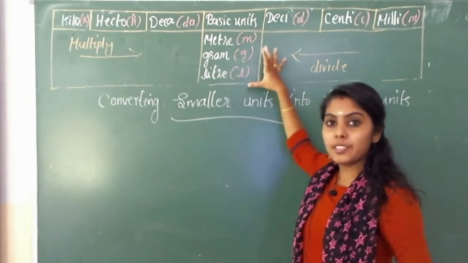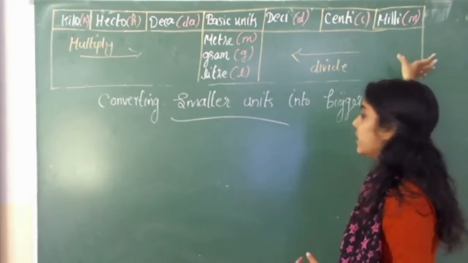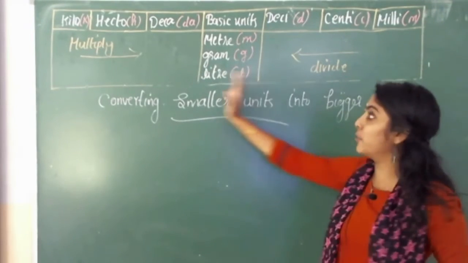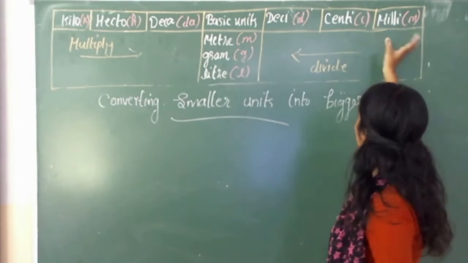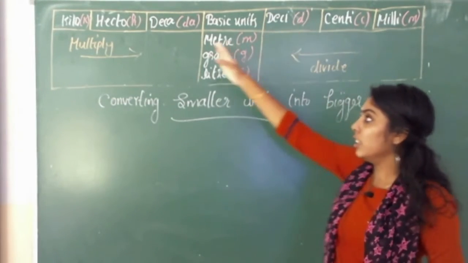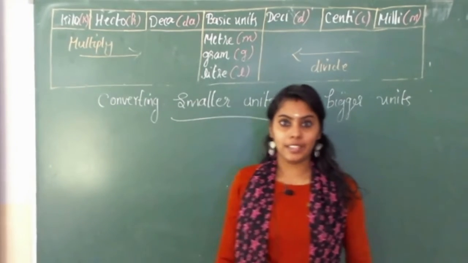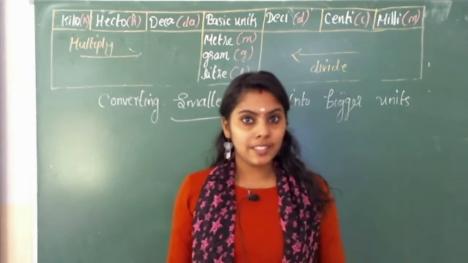You know, in this table, where are the smaller units? Here on the right side. From right to left when we are moving, the units will increase. That is, this is smaller than the next one, like that. Here it is the bigger unit, isn't it? So, shall we start today's class?